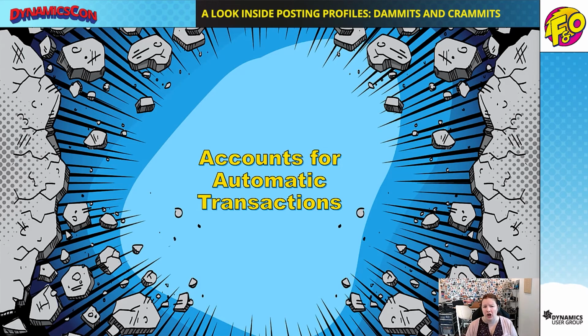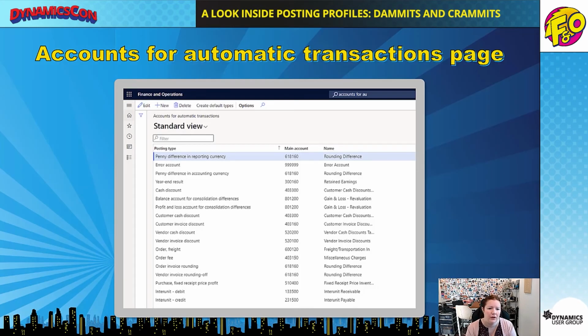Now, I want to switch gears to accounts for automatic transactions. You heard me mention them earlier, but now I want to dive in a little bit deeper so you can have a better understanding of how these work. So here you can see the accounts for automatic transactions page. You can access this through the general ledger module in the setup area by opening the accounts for automatic transactions page. And in a new legal entity, by default, this list will be empty. You can populate the page with the most common posting types that should be configured by clicking on the Create Default Types button up in the header.